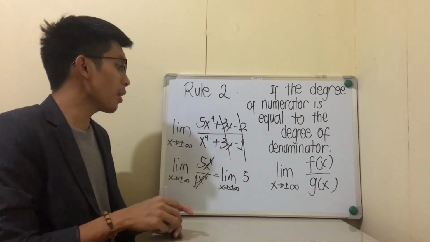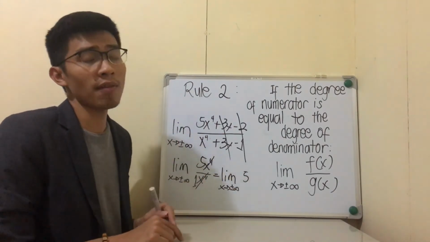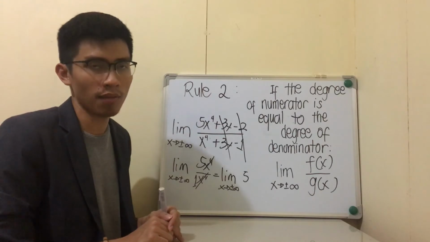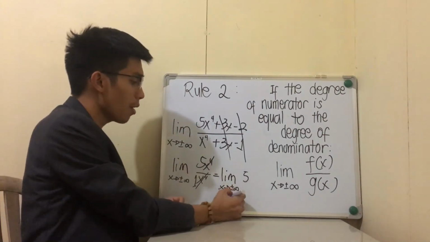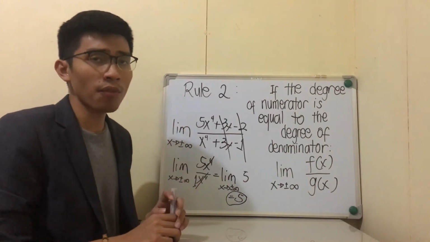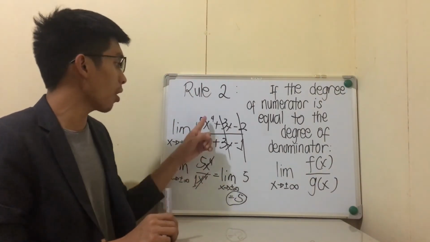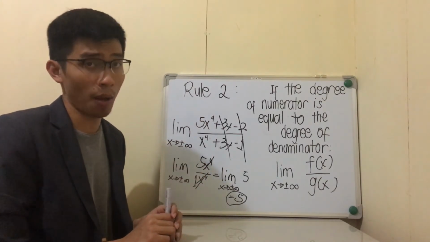As you can observe, the remaining value now is 5, and that is the constant rule. The limit of 5 as x approaches positive or negative infinity is equal to 5. Meaning, how are you going to solve if the limit of the function approaches positive and negative infinity and the leading coefficients are equal in both numerator and denominator?